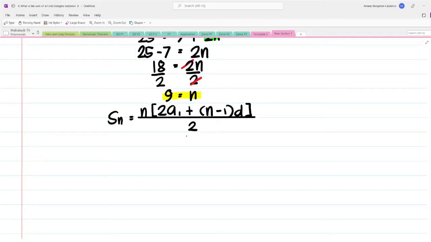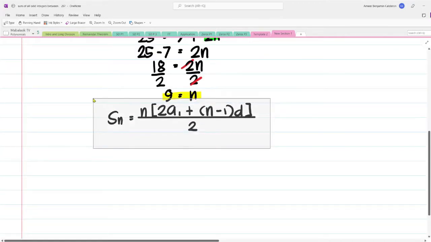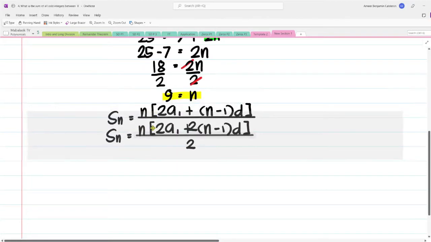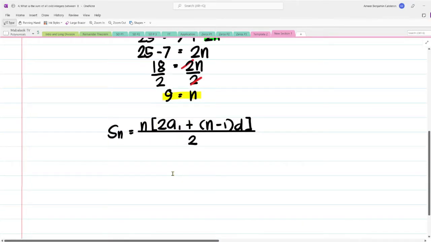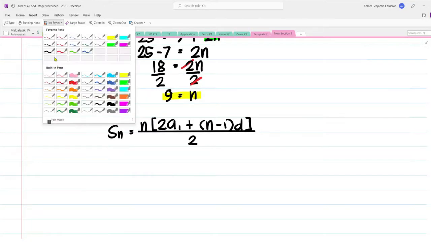So, adjust ko lang na konti. Bababa ko lang to ha. And then we can now substitute. We plug in our given data.